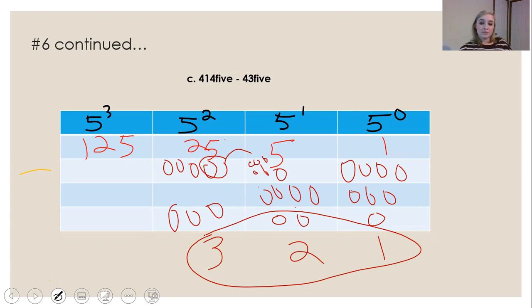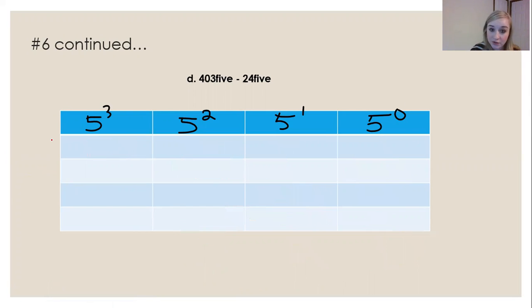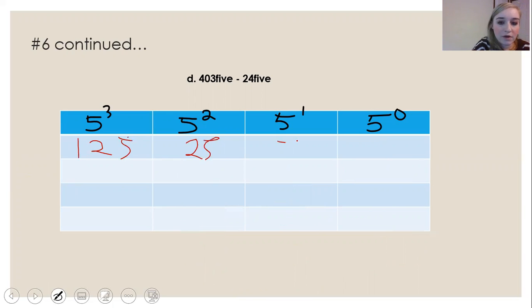This is subtraction. And so we're doing the same thing as we did before with the dots, but instead of adding them, we're just doing subtraction. So we're going to do that on the next one, and I'm going to hopefully not mess up this time. Again, we're going to do 125, 25, 5, 1. 403 minus 24.